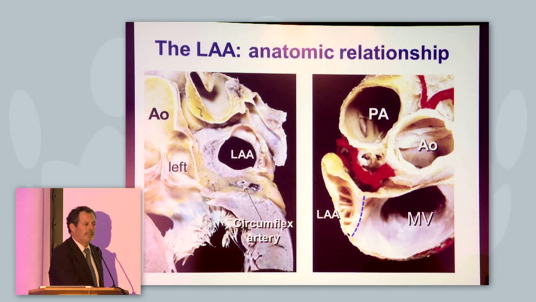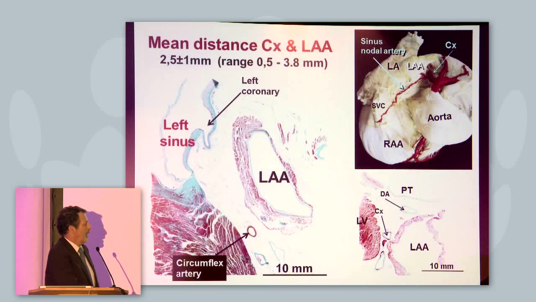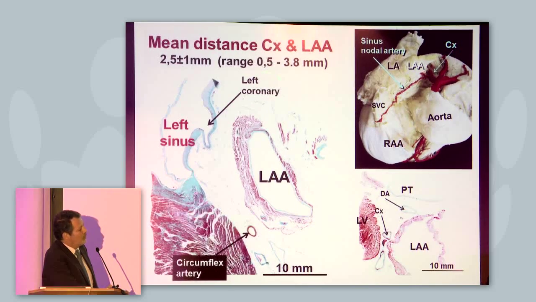But look here, the close anatomic relation of the left atrial appendage with the circumflex artery. This is the aorta, and this is because the left atrial appendage lies over the left atrial groove. Here you see the left sinus, the left atrial appendage, and note the distance between the circumflex and the left atrial appendage, with a range between 0.5 and 3.8 millimeters. This is 10 millimeters. This is the circumflex artery.